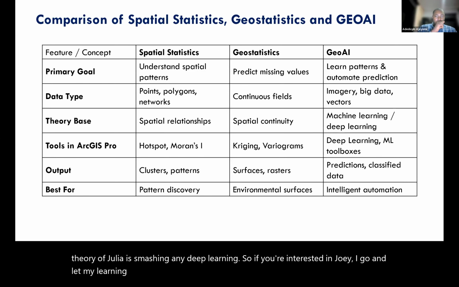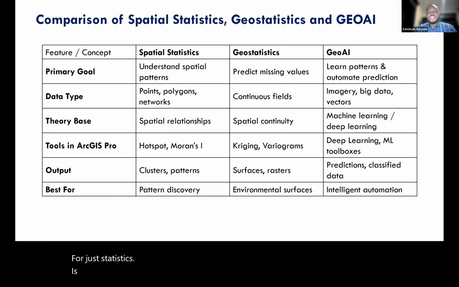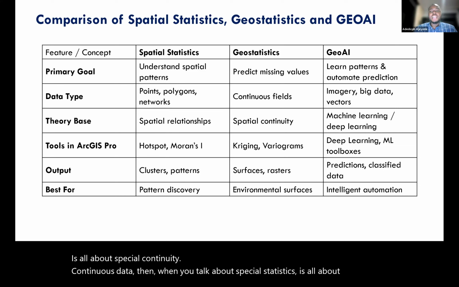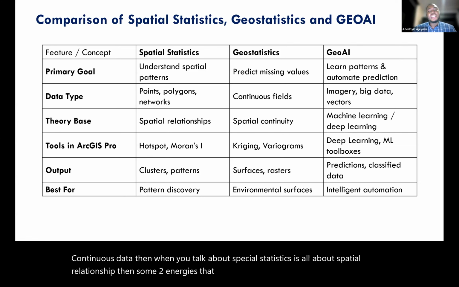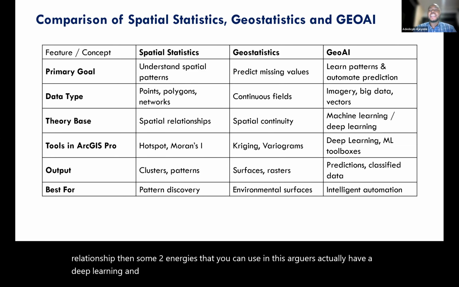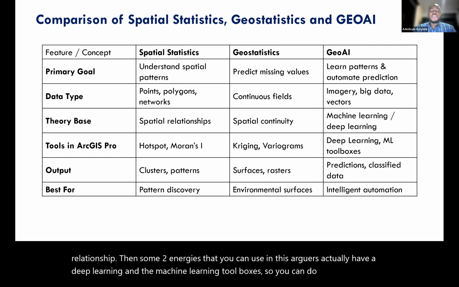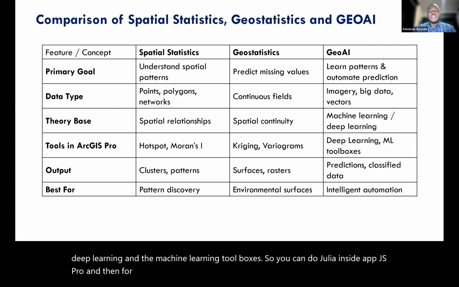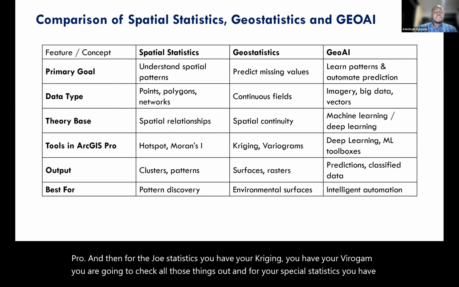Then geostatistics is all about spatial continuity, continuous data. Then when you talk about spatial statistics, it's all about spatial relationship. Then some tools in ArcGIS that you can use in this: ArcGIS actually has deep learning and machine learning toolboxes, so you can do GeoAI inside ArcGIS Pro. And then for geostatistics, you have your kriging, you have your variogram. We are going to check all those things out. And for spatial statistics, you have your hotspot and your Moran's I. Those are part of it.